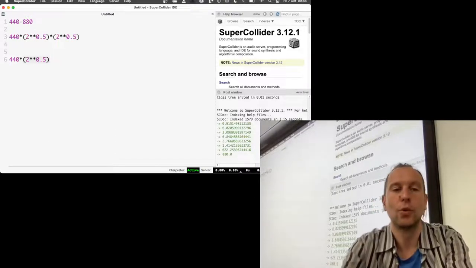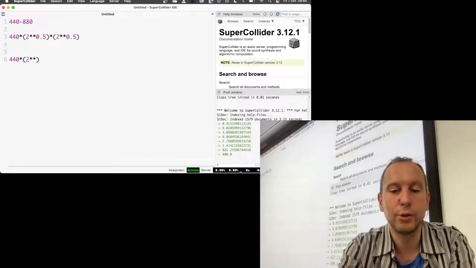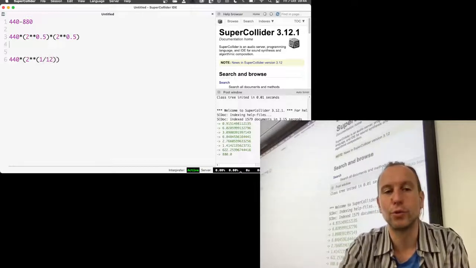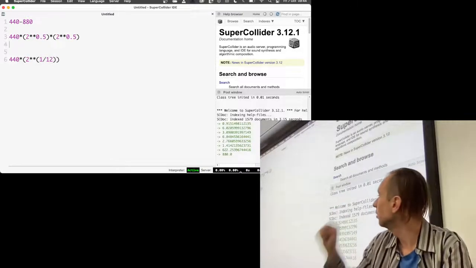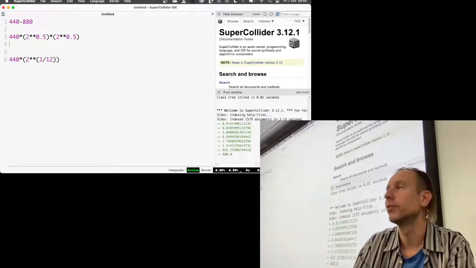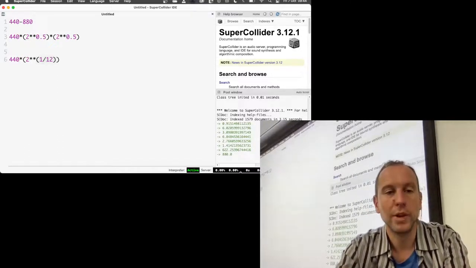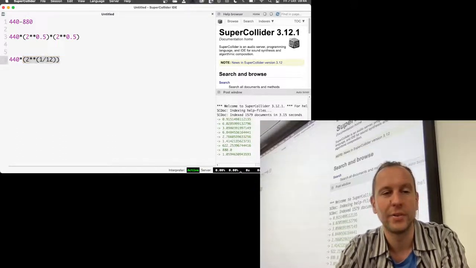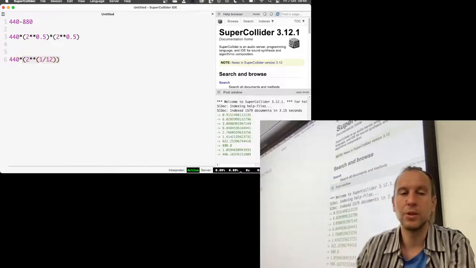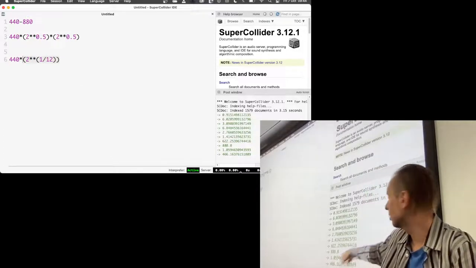Okay, so what I do then is I take 2 to the power of 1/12, right? The top one was 2 to the power of 1 over 2. Here it is 2 to the power of 1 over 12. So the ratio of a semitone is 1.059. And a semitone above 440 is 466.